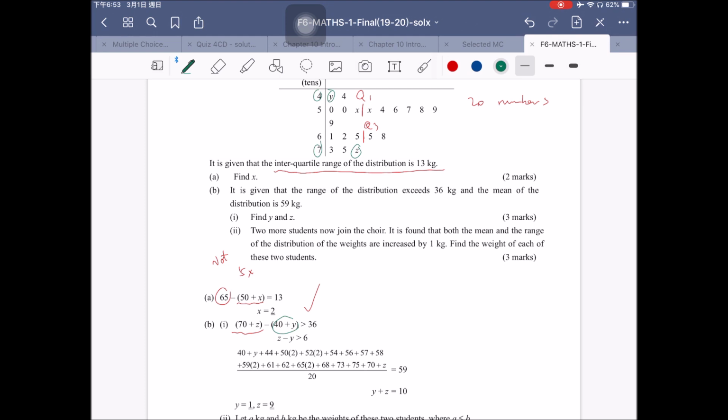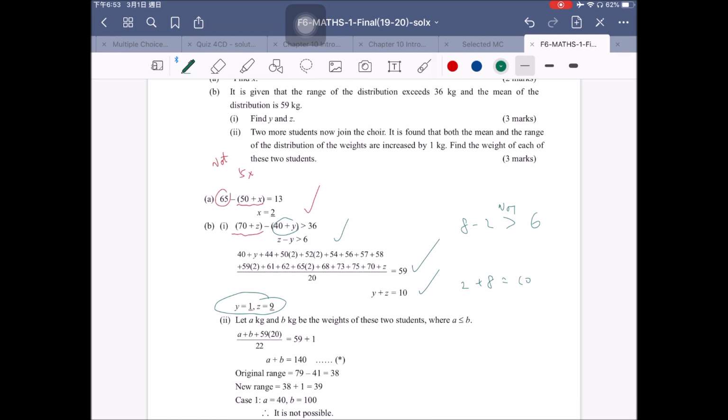Okay, therefore you got z minus y greater than 6. And then the mean is 58, 59. You can find out y plus z equals 10. Okay, you try that, you will find that z is 9 and y is 1. Okay, because if y is 2, z is 8, the sum is 10, but 8 minus 2 is not greater than 6. So this is the only choice.